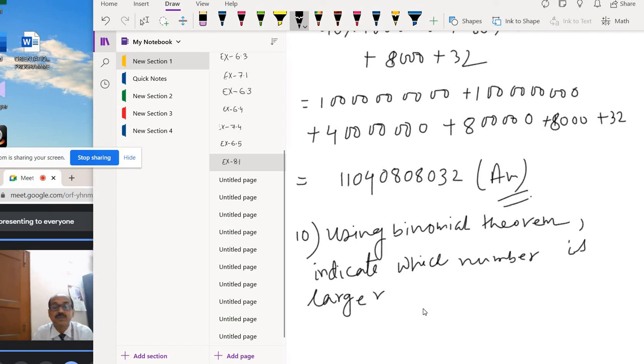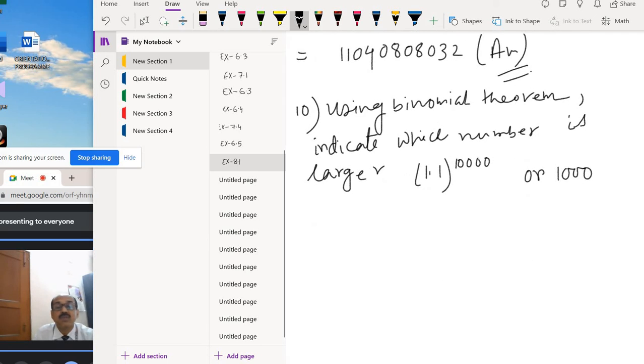1.1 to the power 10,000 or 1,000. Find which one is greater by using binomial theorem. So 1.1 to the power 10,000, calculate its value.